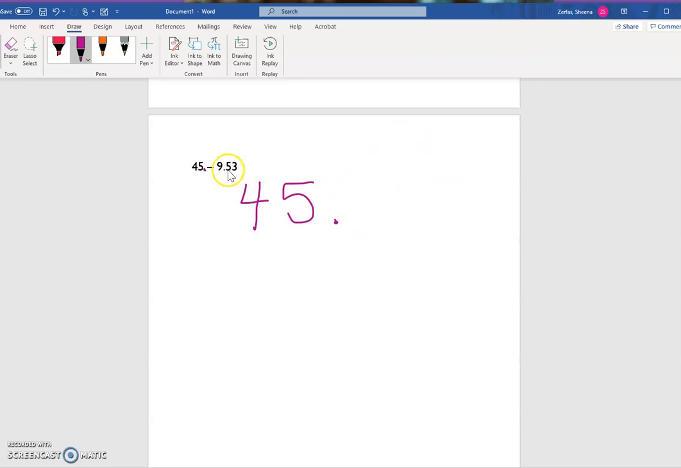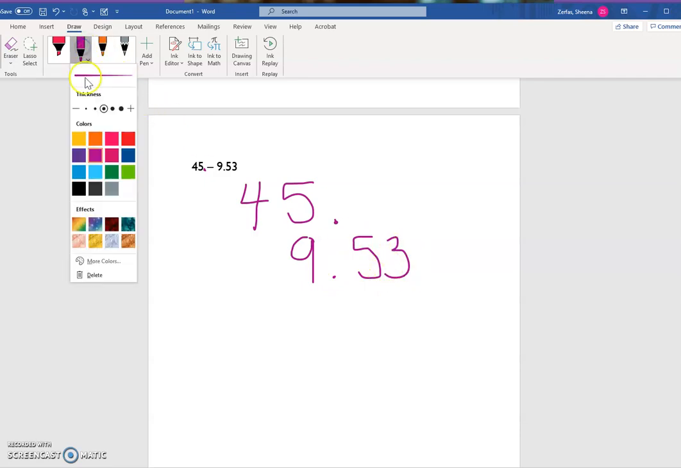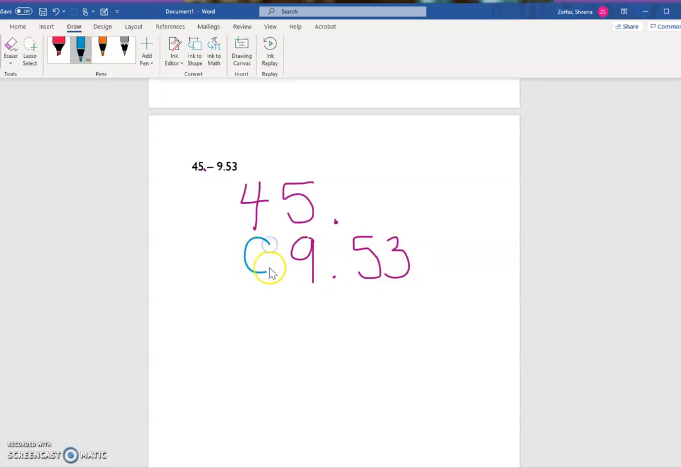So when I'm setting this problem up, I'll write 45 and then put my decimal point in. So when I go to put the 9 and 53/100ths, again, I want to make sure my place values are lined up. So this 9 is in the ones place, so it's going under the 5, decimal point, 53. And likewise, just like when I added, I fill in my 0 placeholders.